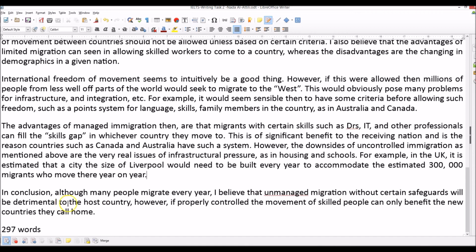Okay, so in conclusion, although many people migrate every year, I believe that unmanaged migration without certain safeguards will be detrimental to the host country. However, if properly controlled, the movement of skilled people can only benefit the new countries they call home.